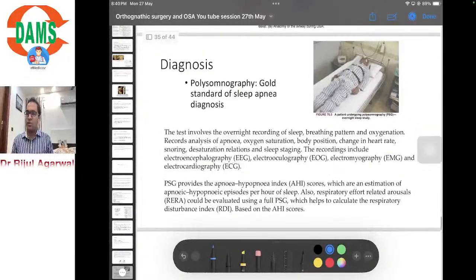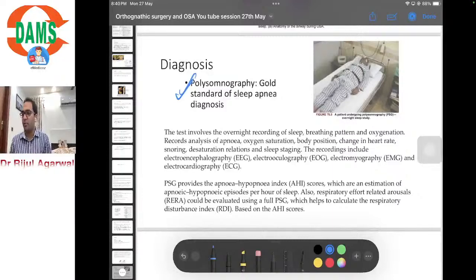So how to diagnose this? Most patients nowadays are not aware that their unrefreshing sleep or daytime sleepiness is because of this reason. So how to diagnose it? The gold standard of diagnosis is polysomnography.